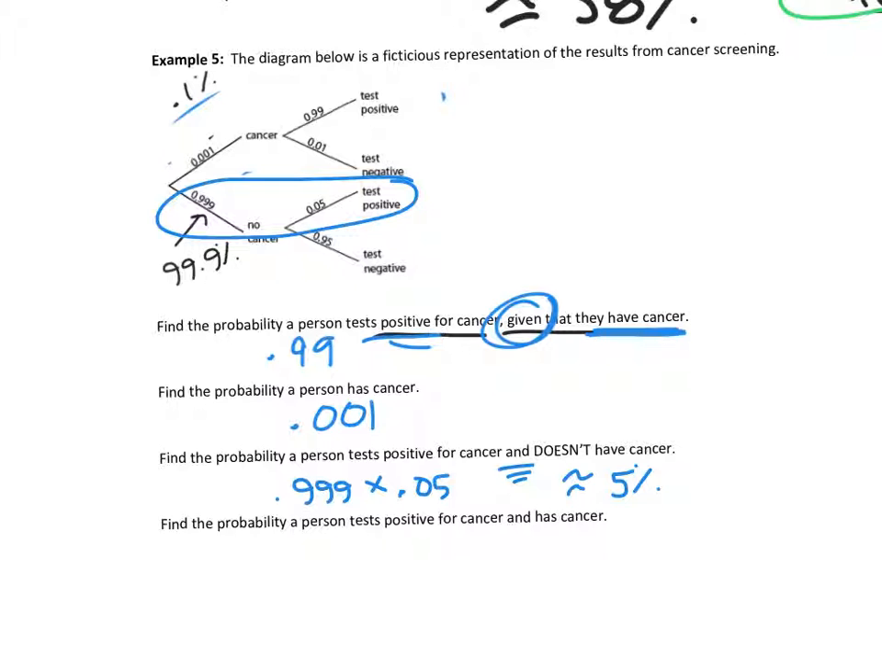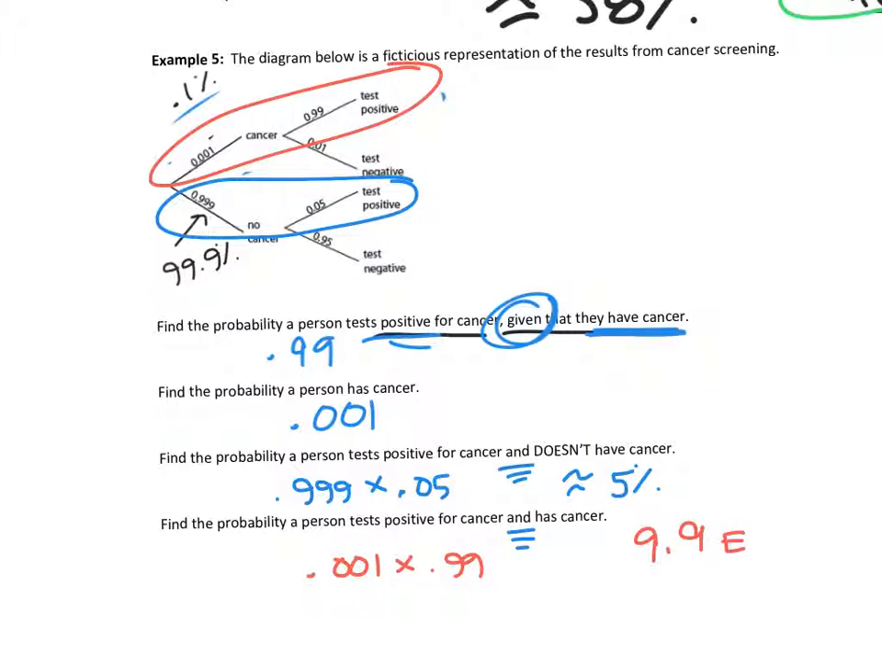Find the probability a person tests positive for cancer and has cancer. So I'm going to multiply 0.001 times 0.99. On my calculator, I don't know if you do on yours, it shows 9.9 times e to the negative 4. But that just means we need to move our decimal over 4 times. So 1, 2, 3, 4. So it's 0.000990.